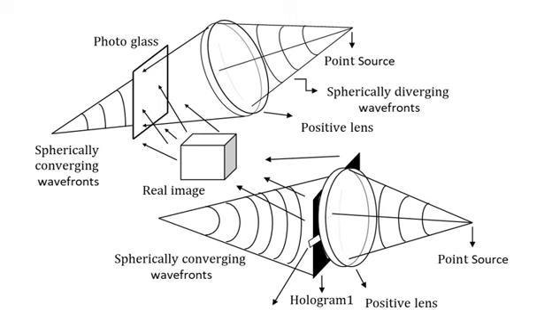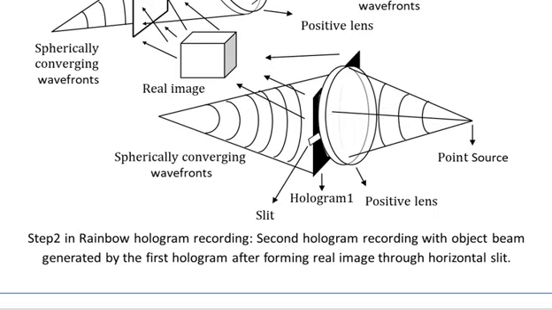So this recording of the second hologram, that is the exposure of the photoglass, which is developed and then fixed and then dried, then turns out to be a second hologram. This second hologram is called the rainbow hologram.